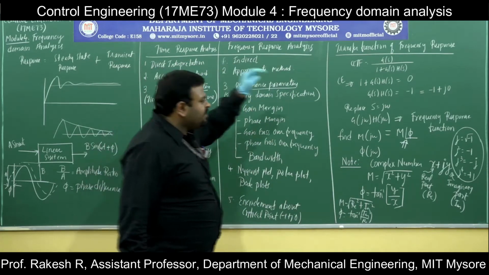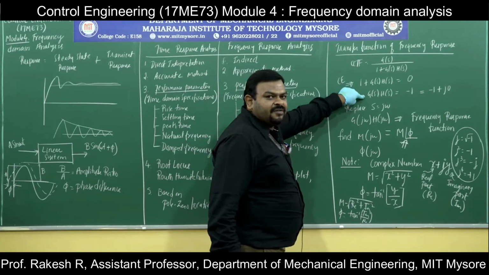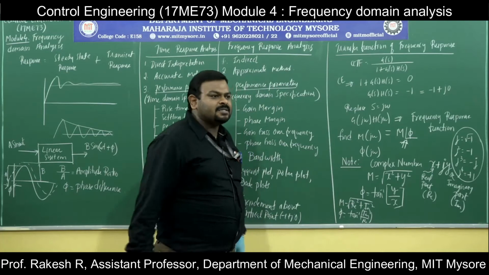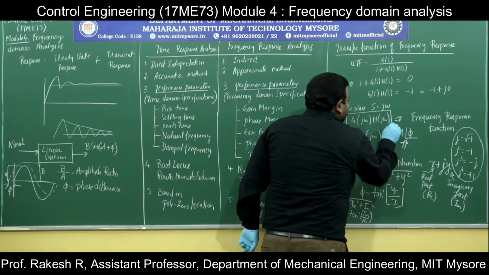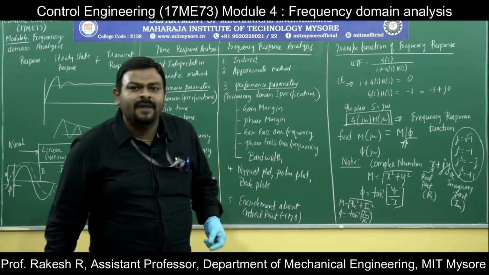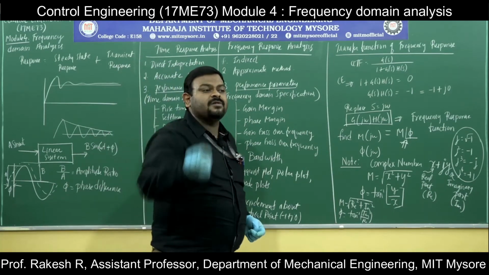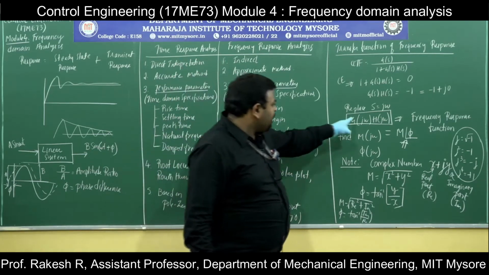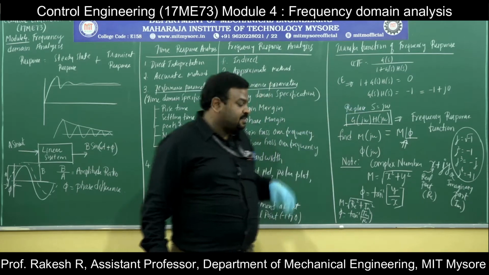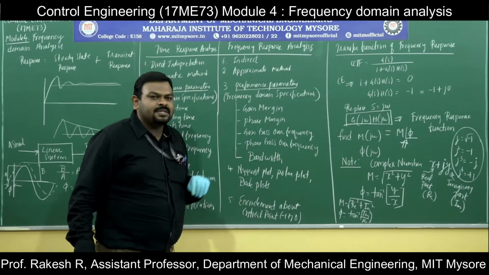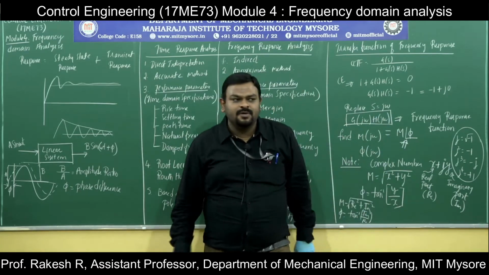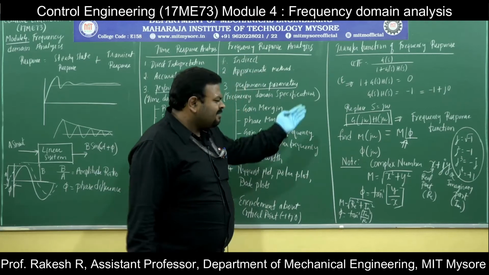How to do that? First, I will consider the open loop transfer function G(s)H(s). For that, I will replace s with j omega. If you replace s with j omega, G(j omega) into H(j omega) gives different values of magnitude and phase angle for different values of omega. If you vary omega, magnitude also varies, phase angle also varies. That is the concept behind this. Then find the magnitude and phase angle. So magnitude and phase angle itself is the transfer function for the frequency response analysis.